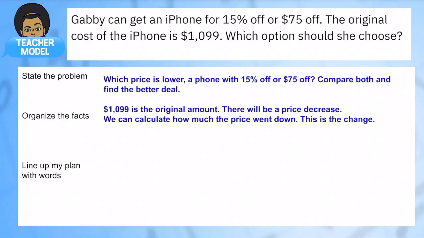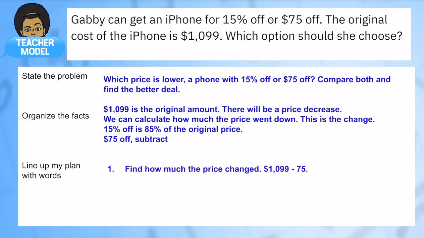And we can actually figure out right now for one of those problems what $75 off is. We can just do some subtraction to figure out the change. But for the second one, we've got to figure out that percentage. And we know that 15% off is the same as 85% of the original price. So that's going to be our goal. So we're going to just take the $75 off and subtract to figure out that option. That's easy. We can kind of do that in our heads. But we're going to use math to figure out the other option.